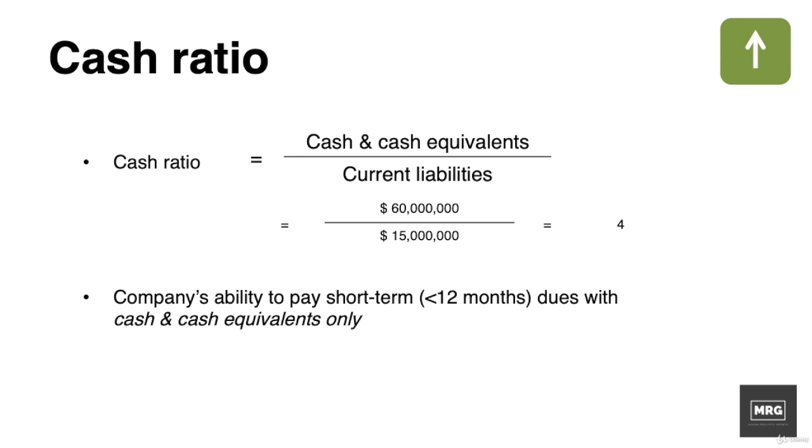So this measures the company's ability to pay short-term dues, less than 12 months, with cash and cash equivalents only. If you remember current, quick, and cash ratio, you are taking all the different kinds of current assets, dividing it by the current liabilities. If you look at the top right corner, the arrow is pointing upwards. So this means that if the cash ratio for the company is higher, then the better it is.